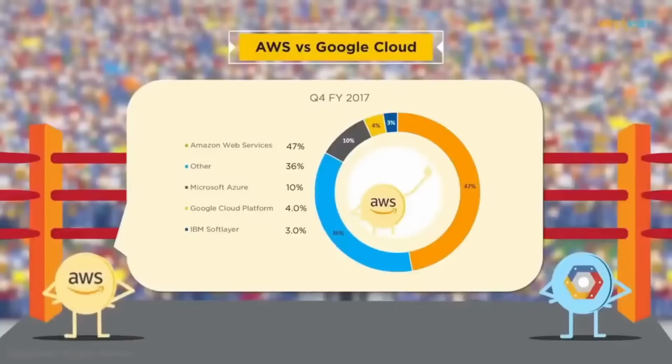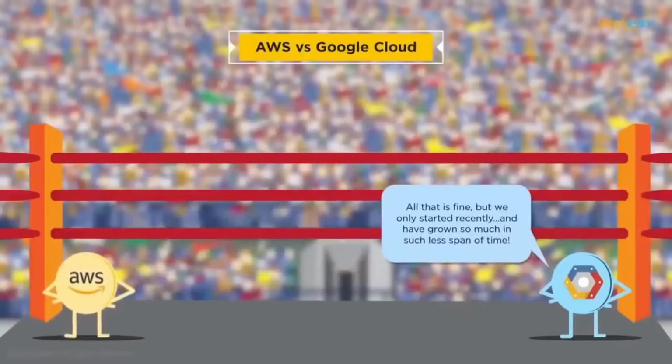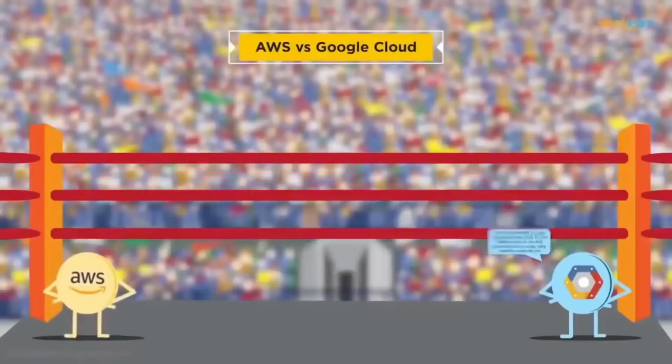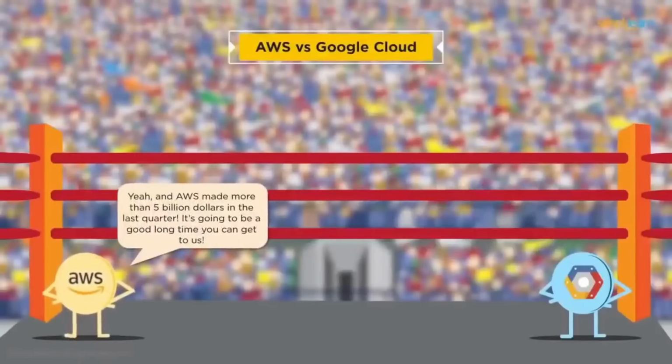47% of the market share is contributed by AWS. Do you need me to convince you any more? Wait. All that is fine, but we only started a few years back and have already grown so much in such a less span of time. Haven't you heard the latest news? Our revenue is already $1 billion per quarter. Wait for a few more years and the world shall see. And AWS makes $5.3 billion per quarter. It's going to take a good long time before you can even get close to us.